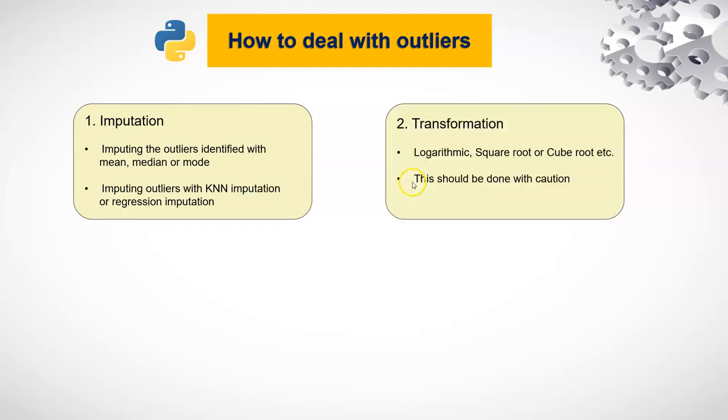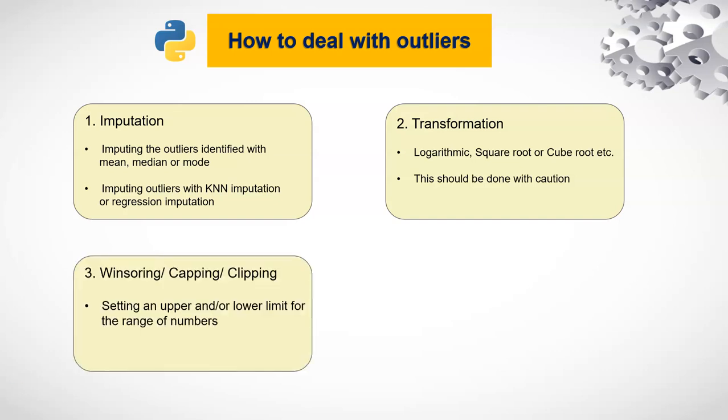Now coming to the second method, we can do the transformation. We can do either the logarithmic transformation, square root or cube root, etc. with our numerical data. But one should be careful while using these types of transformation because transformation can affect the interpretation. Coming to the third method, this is winsorizing or capping, and sometimes it is also called clipping.